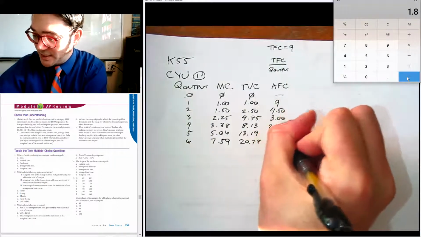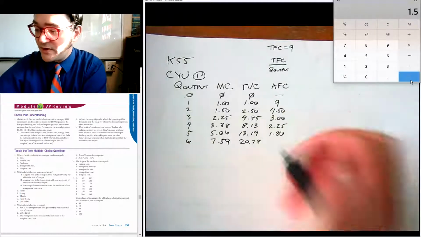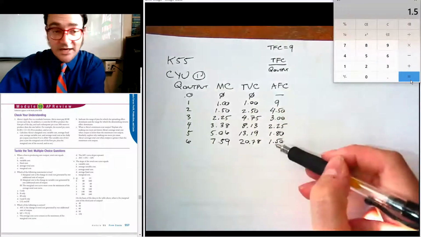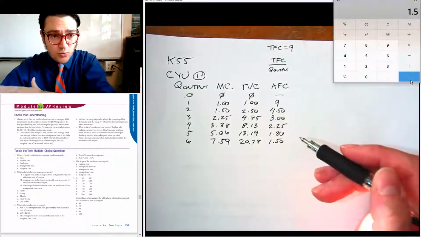1.8, so $1.80. And 9 over 6 is 1.5. That's really embarrassing. I just had to do that on my calculator. Now we notice AFC is just downward sloping, right? It starts really high, and then it gets really, really small.